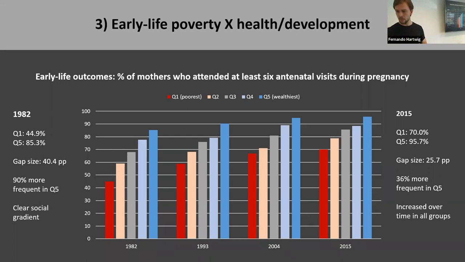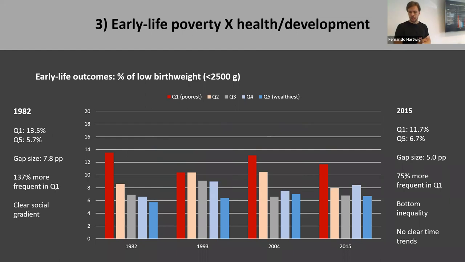Okay. So now the same thing, just changing the outcome. Instead of looking at antenatal care visits, we're looking at the prevalence of low birth weight, which is an indicator of poor development in utero. Of course, it has limitations, but let's just stick with that. In 82, what do we see? A clear social gradient as well. So much more common in the poor compared to the richest subgroup of the population, right?